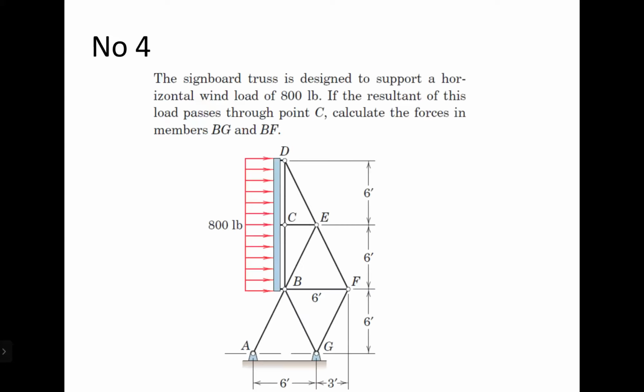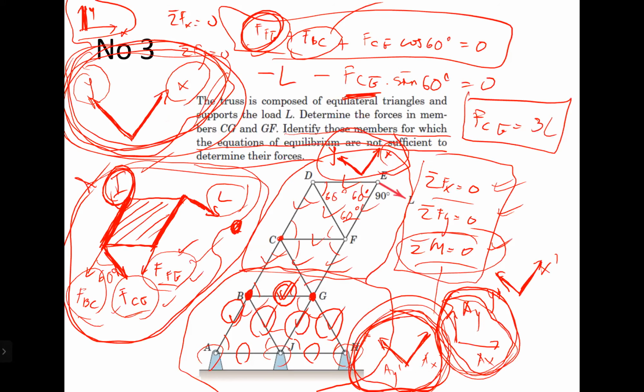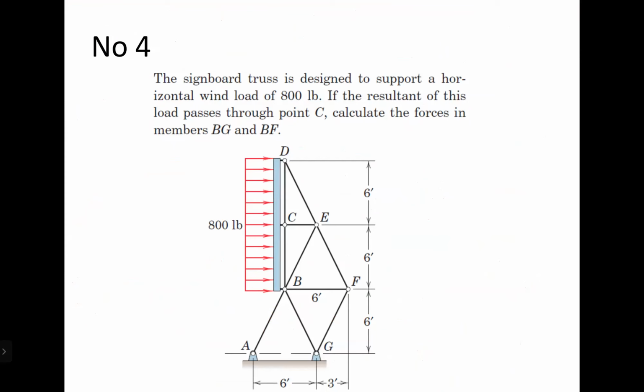Any other question about number 3? It's supposed to be clear enough. If it's clear enough, then I will go through number 4. I believe it's clear enough, right? So then let's go to the next problem, number 4.